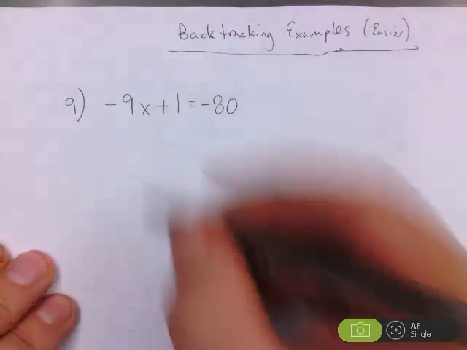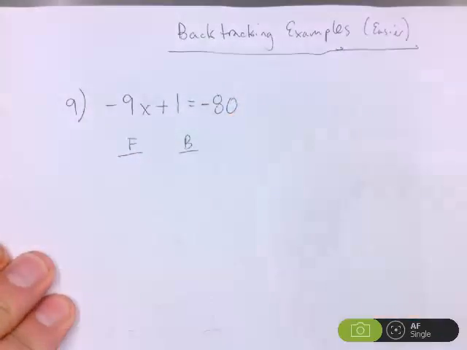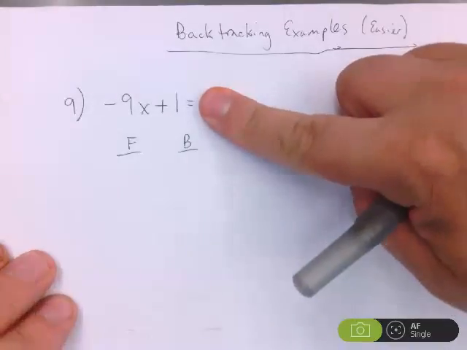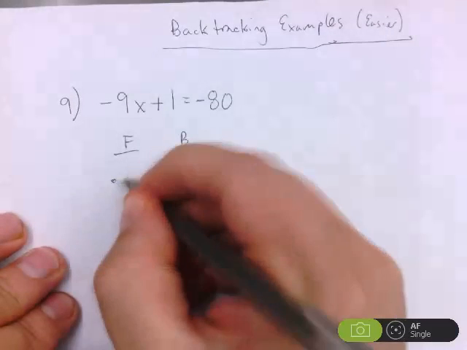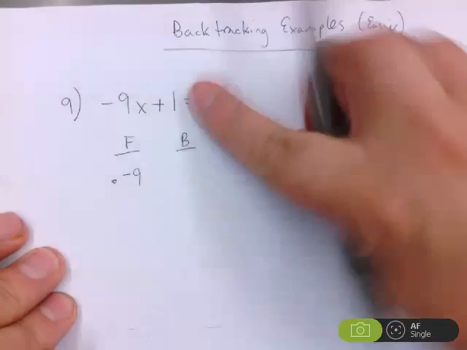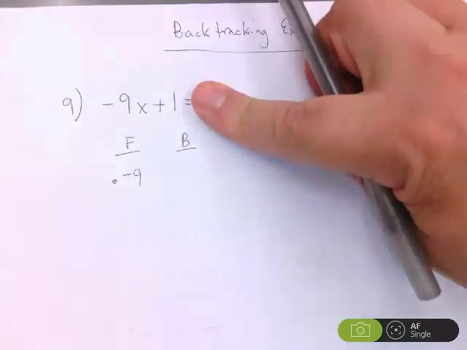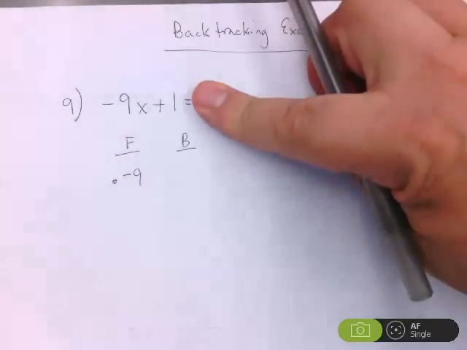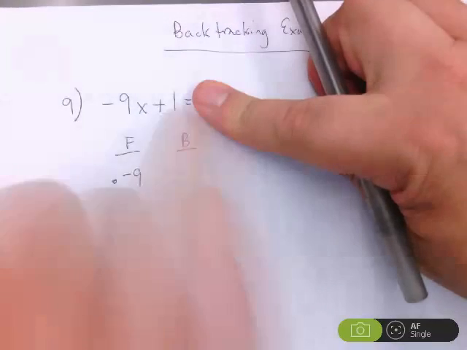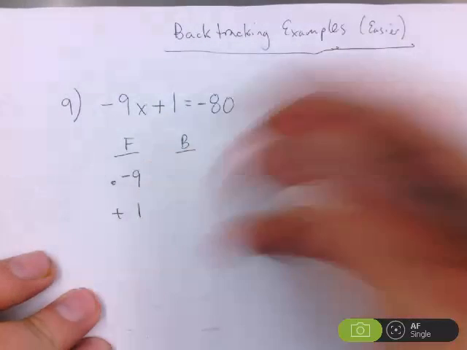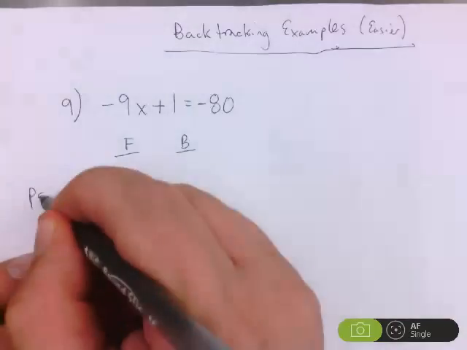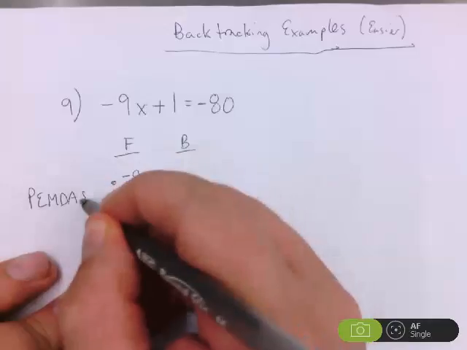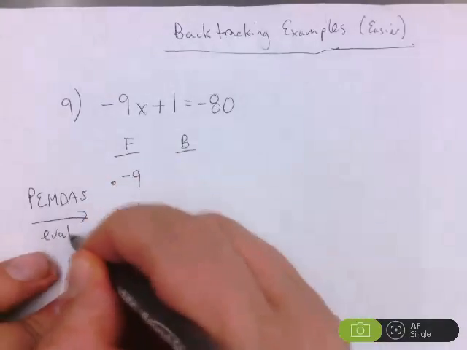So what am I going to do? I'm going to write my forward, backward steps like this. If I were going to evaluate, plugging in for x, what would I do first? I'd multiply by negative 9. If my teacher said evaluate when x is 1, I'd say negative 9 times 1 first, and then I'd add 1 to it, and those would be my forward steps. Check the prior video if you're not clear about that, but it comes from PEMDAS, and I'm going through it forward when I'm evaluating.